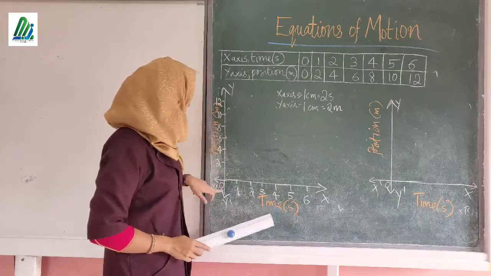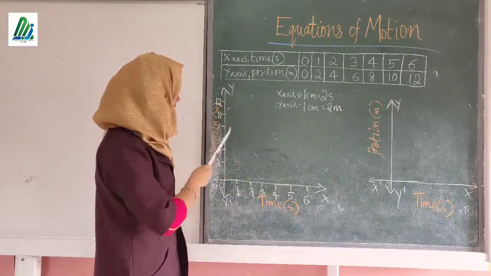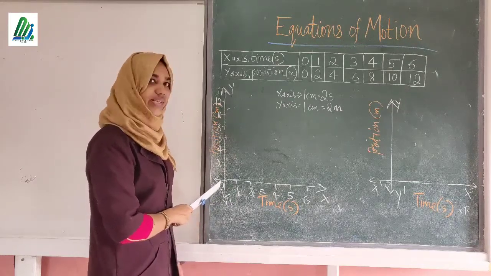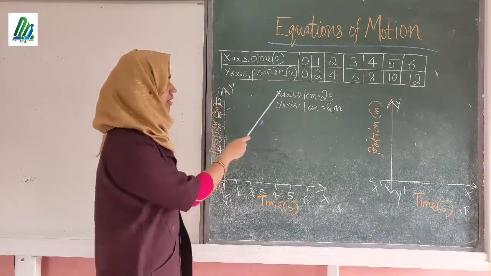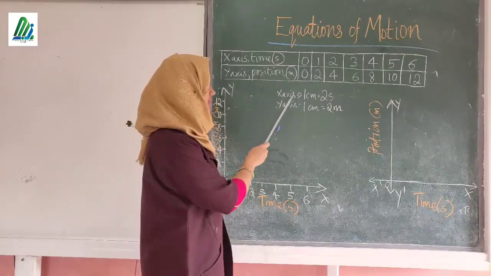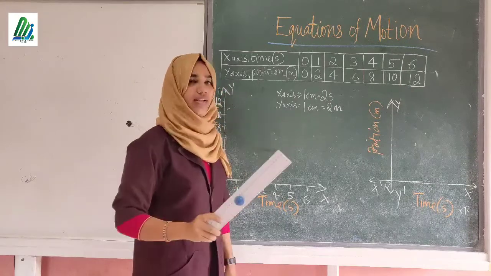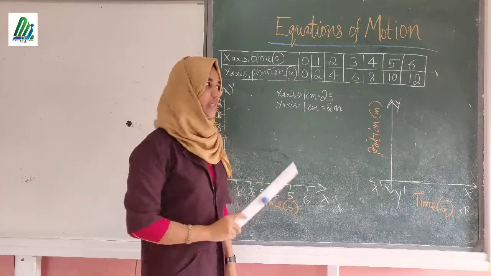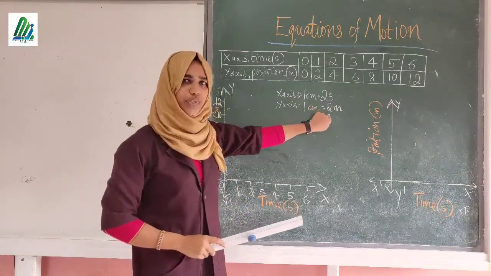So this is the x-axis, and this is the y-axis, and here you can see O is considered as the origin. The scale I have taken in the x-axis is 1 centimeter is equal to 2 seconds. In the y-axis, 1 centimeter is equal to 2 meter.